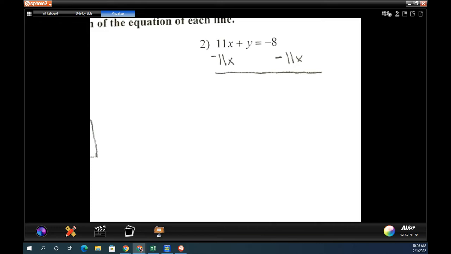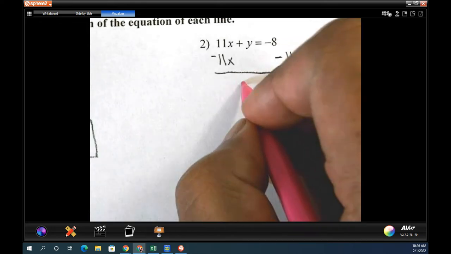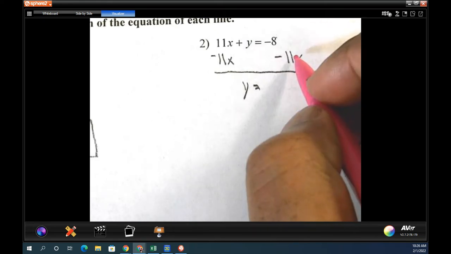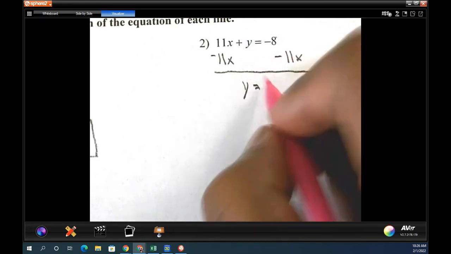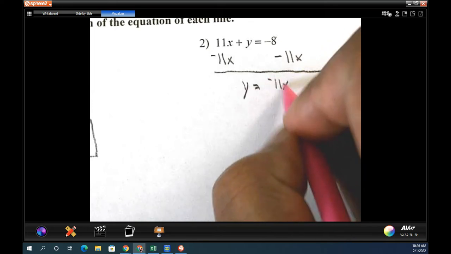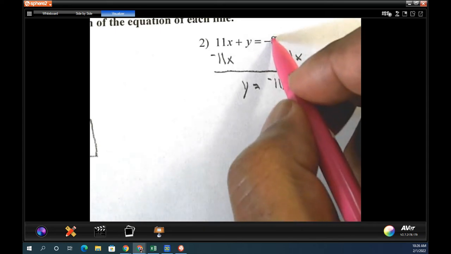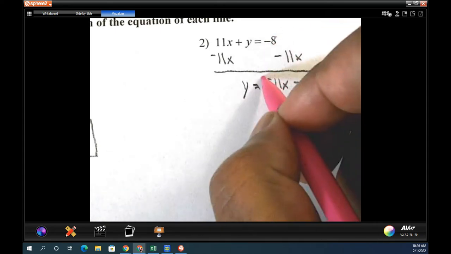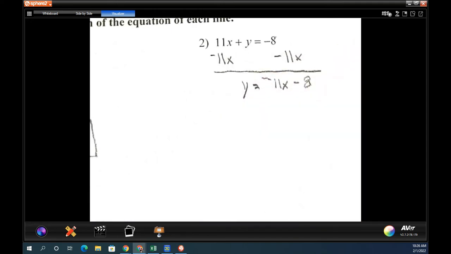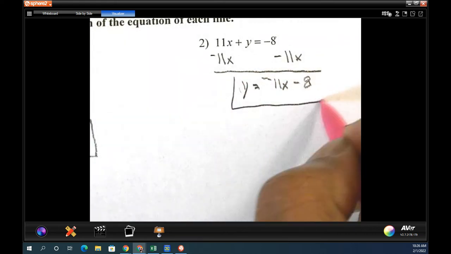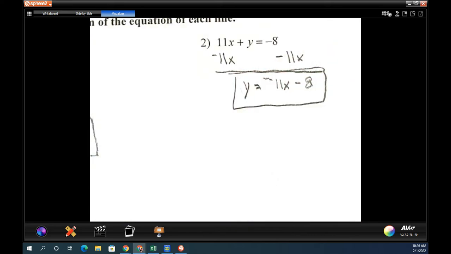Now, so we have y equals, these are not like terms. You can't combine them. So it would be negative 11x minus 8. Had one young lady who would forget to bring this down too with it. Now, are we in slope-intercept form? Yeah. It's already in slope-intercept form. There's your answer. Some of them, all you got to do is one step. You don't have to do anything else after that.